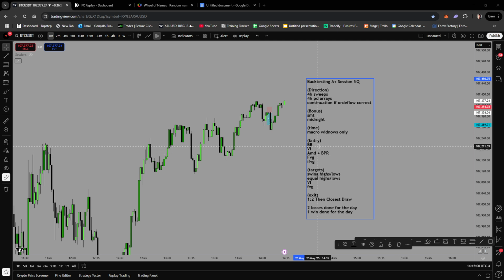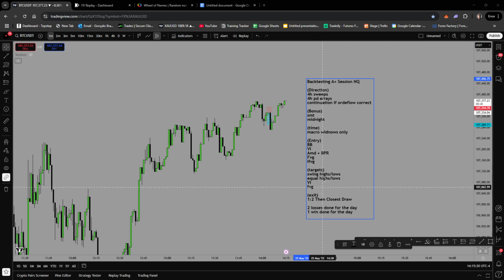Entries, so this is what we're actually using to buy or sell: a breaker, volume imbalances, accumulation plus BPR. Okay, so fair value gaps or inversions. We're going to be going through this. You'll be able to see in real time my live decision making. So if you got any questions, do not worry.